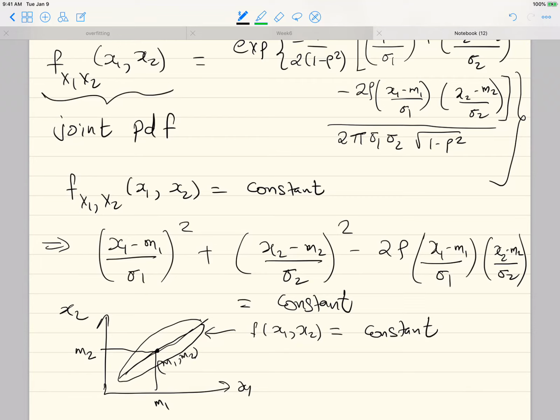The orientation here depends on rho, on the value of rho. We can compute it. If rho is 0, then this becomes just a vertical. The orientation here, if you know your basics, you can compute this angle in terms of rho, sigma 1 and sigma 2, but we won't do it.